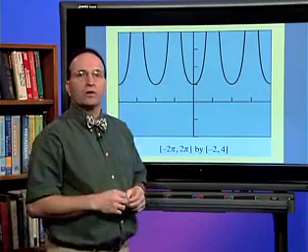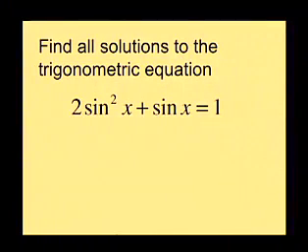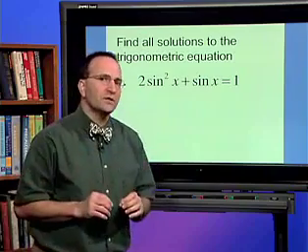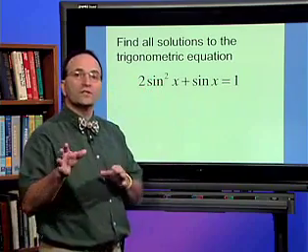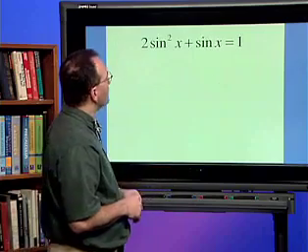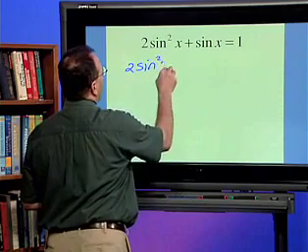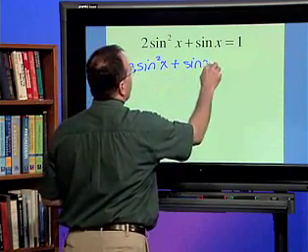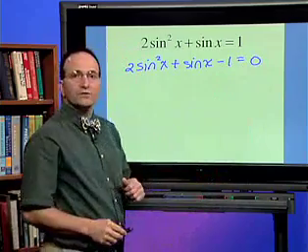Okay, now we're going to explore solving trigonometric equations. Find all the solutions to the trigonometric equation 2 sine squared x plus sine x is equal to 1. So, first thing I want you to notice is that's a quadratic equation. It's a sine squared, so we're going to look to see if we can factor this. But the way to do that is first I need to rewrite it as 2 sine squared x plus sine of x minus 1 equals 0. And now I want to see if I can factor it.